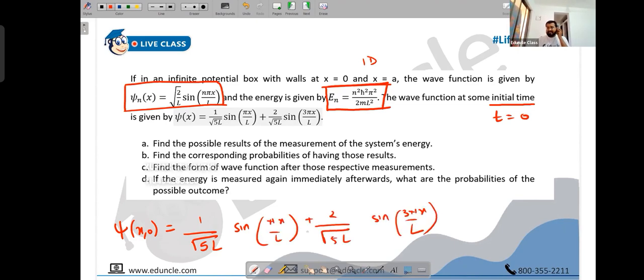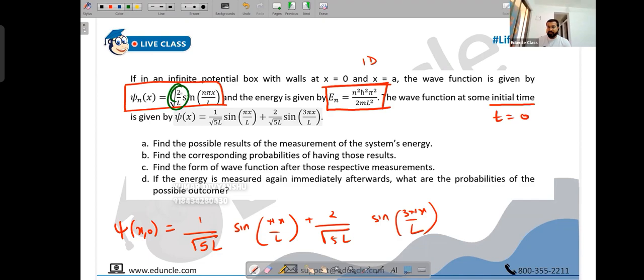But the problem is, sir, how will we understand it's a linear combination of which two eigenvectors? How do we understand which is this eigenvector and which is that eigenvector? Psi1, psi2, psi3, psi5. Simple, no? Observe the question, people. Sine n pi x by L is psi n. So this is sine 1 pi x by L, this is psi1. Sine 3 pi x by L, this is psi3.